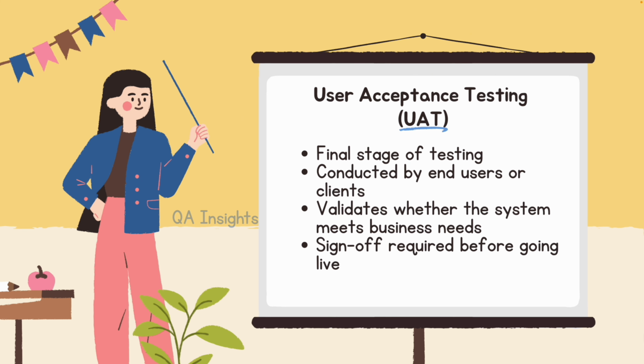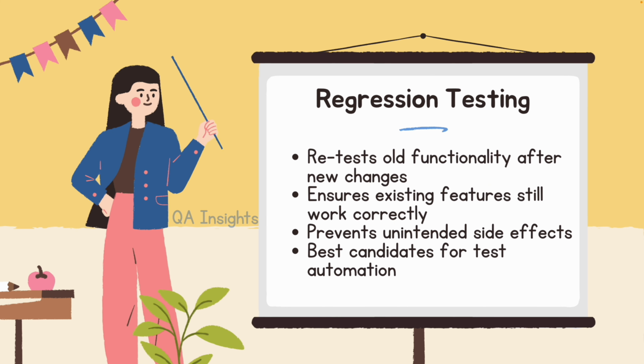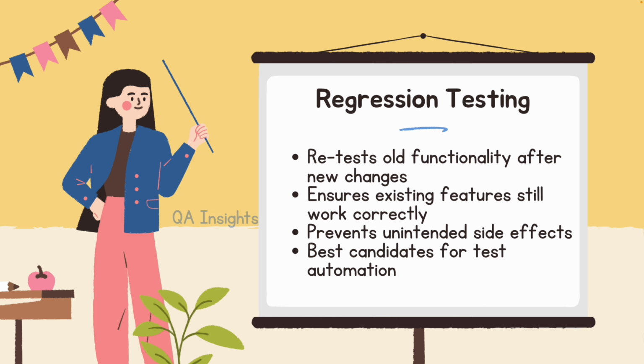Now let's talk about the most important one, regression testing. Regression testing ensures that new changes or bug fixes don't accidentally break existing functionality. It's done regularly and is often automated to save time. This type of testing gives us the confidence that everything still works after updates.